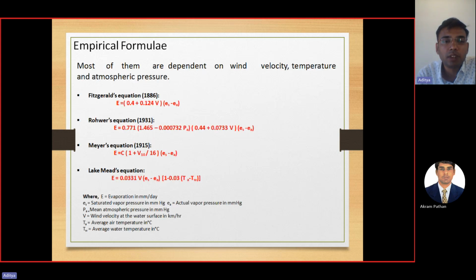So there are some empirical equations. Nobody knows how these equations come about. Only the scientist or the person who derived the formula knows how it came. So we can call these equations empirical equations. There are many equations, like Rover's and Meyer's equation. I am not going into detail with these equations, I am just showing them. These are some empirical equations to estimate the evaporation.